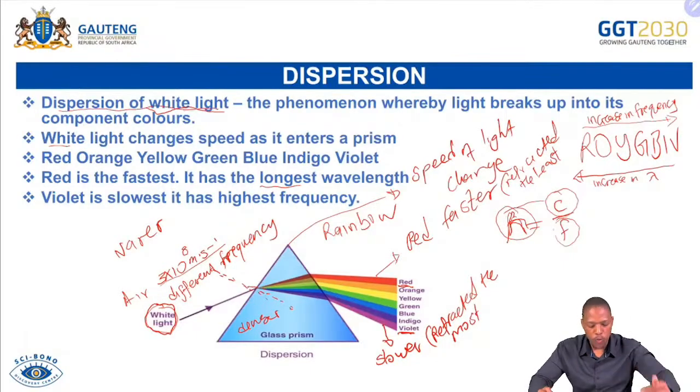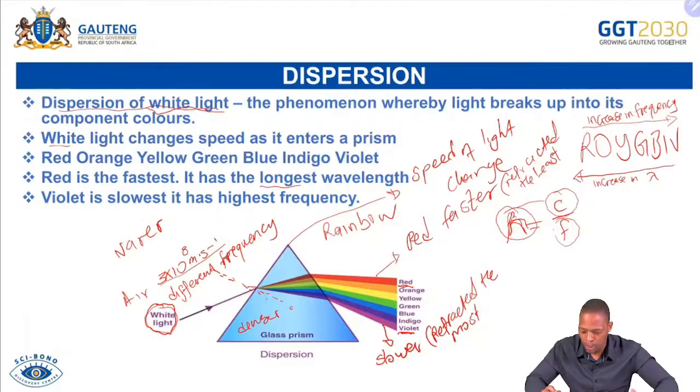Okay? And then we know the reason why white light will be able to break up is that as it enters the glass prism, with different frequencies, that is going to affect the speed of the color. While some colors will be faster, other colors will be slower. The fastest color will be red, and the slowest color will be violet. Red will get refracted the least because it's faster, and violet will be refracted the most because it's the slowest out of all these colors.